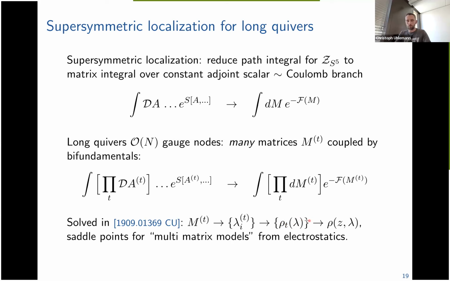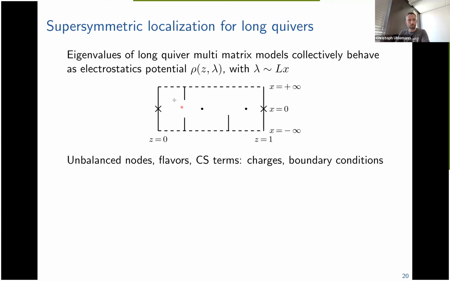And then the idea is to replace this family of eigenvalue densities with one function of two variables, little z here, which is a continuous version of the gauge node parameter. So this is the central object of interest here. This one function of two parameters is what we're after in the large N limit. And with sufficient massaging, the saddle point equations can then be brought into the form of an electrostatics problem. What does this look like?